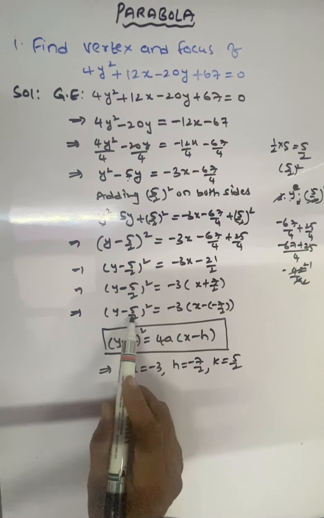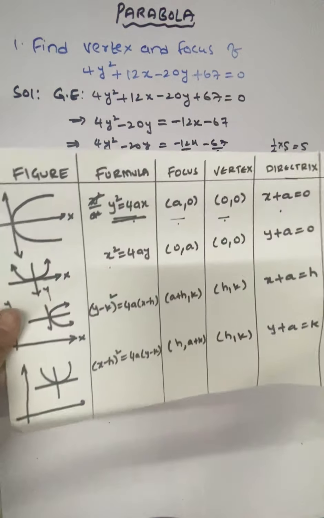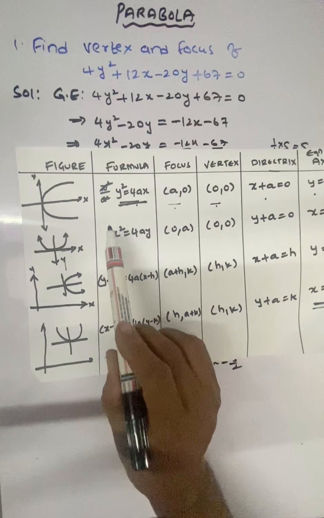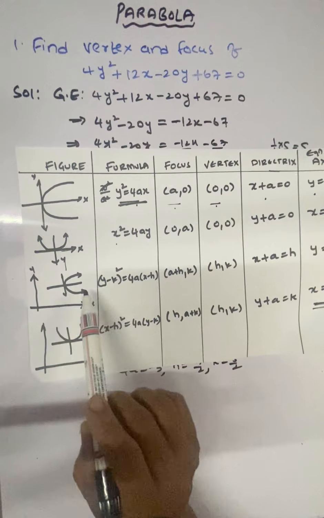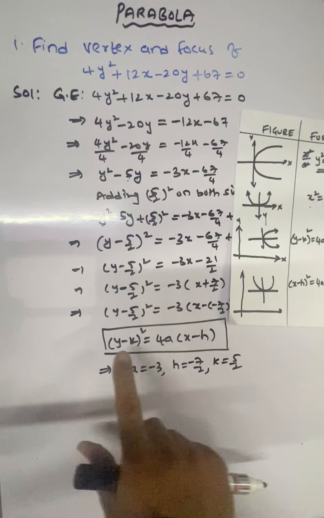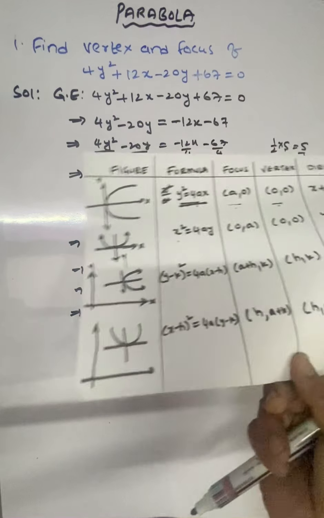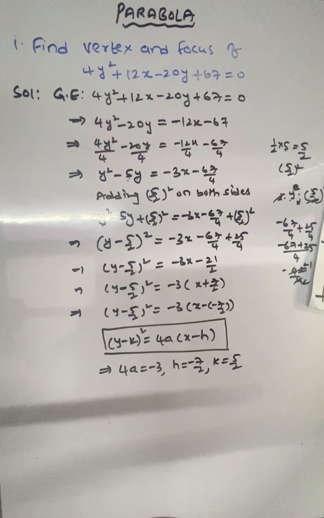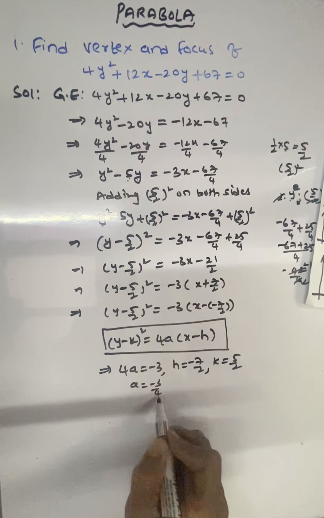Whenever you find y minus something whole square, you have to check the formula list. This is the formula list. What we have here is y minus k whole square. See, y minus bracket square. Here we have something in the bracket and a whole square. So y minus k whole square. Then a equals minus 3 by 4, you got.